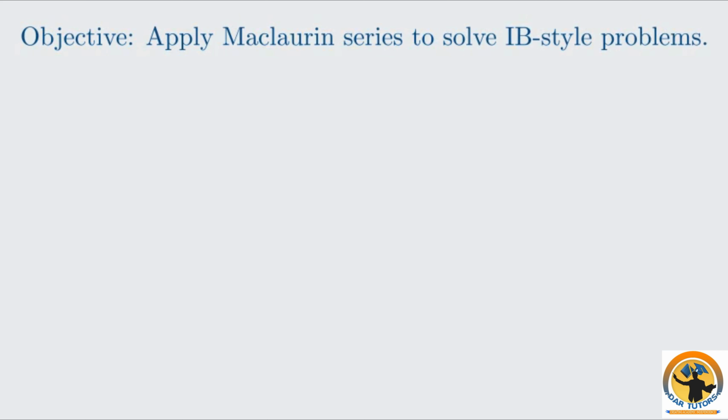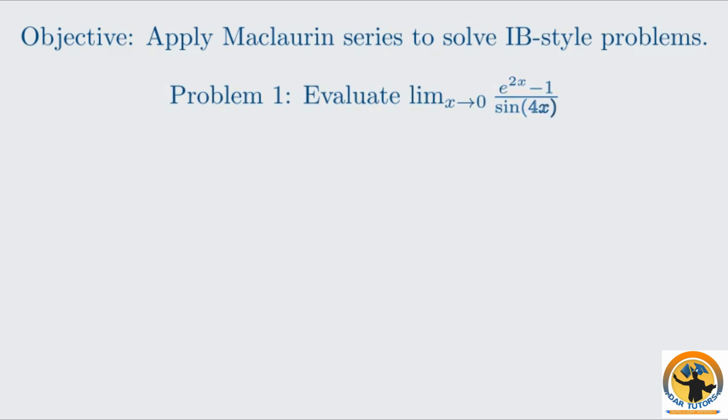First, let's use series to evaluate a limit. Consider the limit as x approaches 0 of the quantity e to the 2x minus 1, all divided by sine of 4x. If we substitute x equals 0, we get 0 over 0, which is an indeterminate form. We could use L'Hopital's rule, but using Maclaurin series is often more elegant.